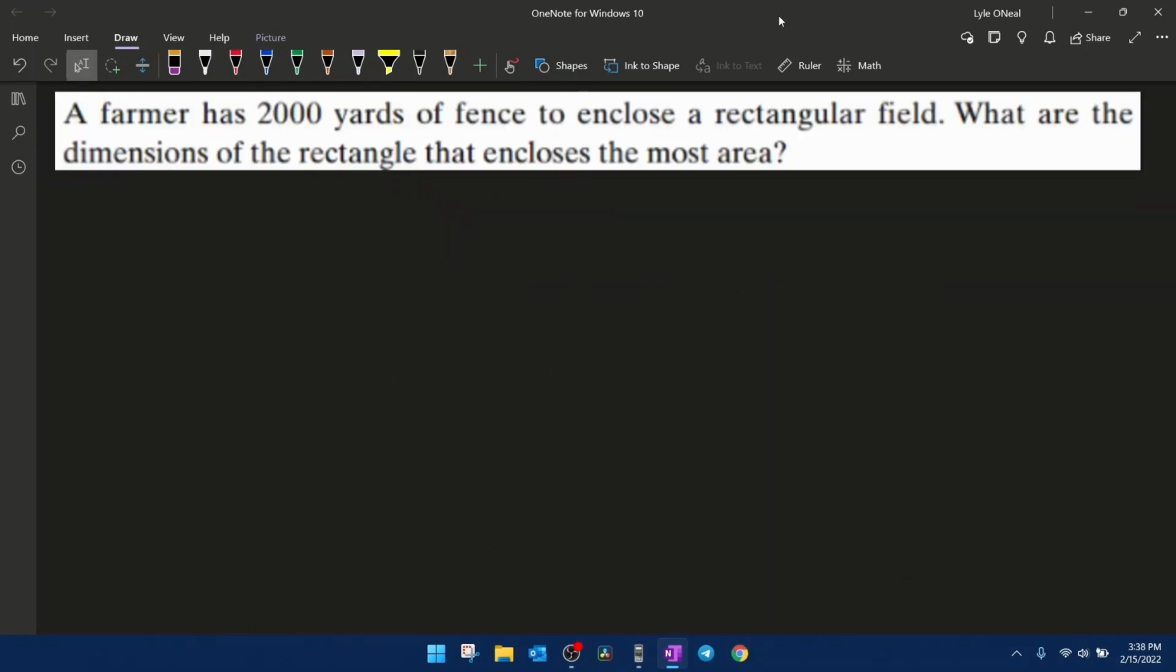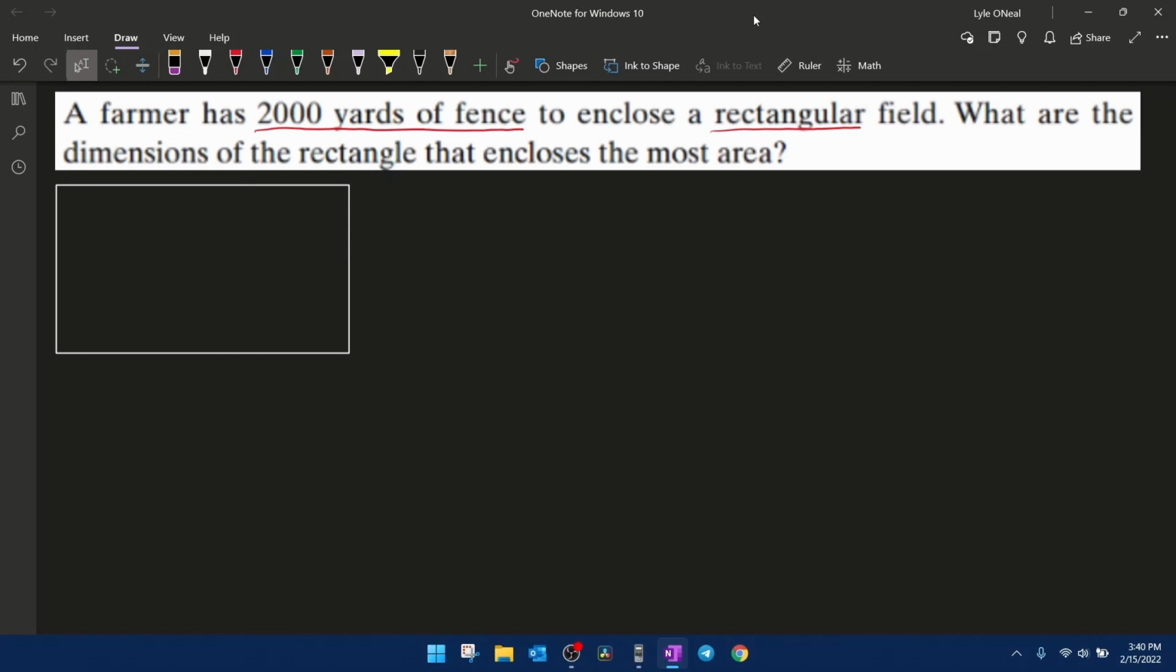All right, next example. We have a farmer has 2,000 yards of fence to enclose a rectangular field. What are the dimensions of the rectangle that encloses the most area? So key points here, we have 2,000 yards of fence to build a rectangular enclosure. So knowing that we're going to build a rectangular enclosure, here I've got my rectangle constructed.